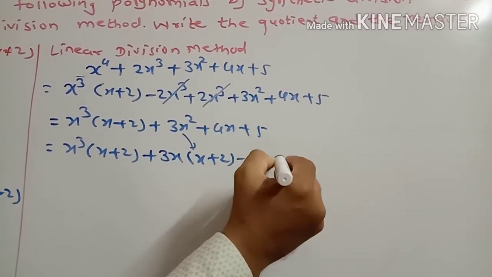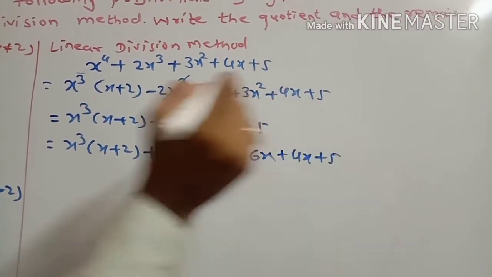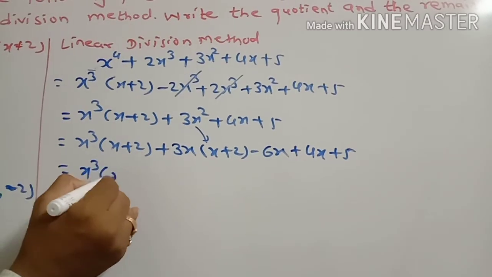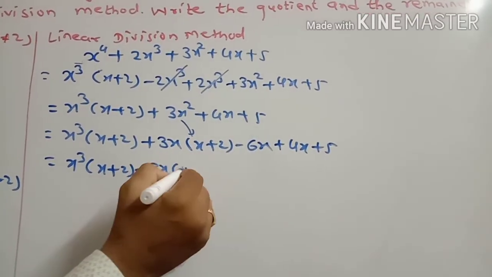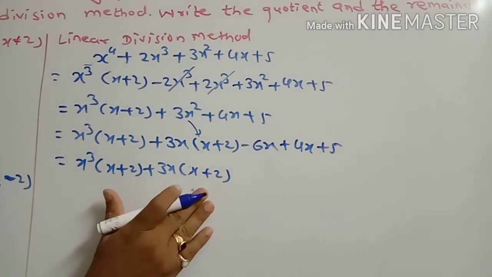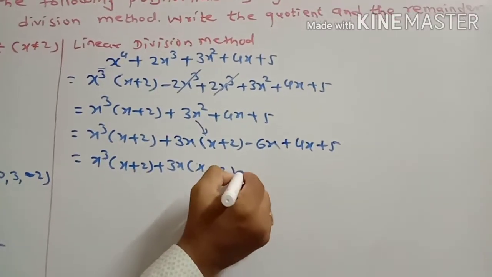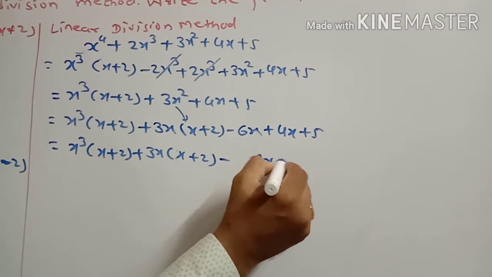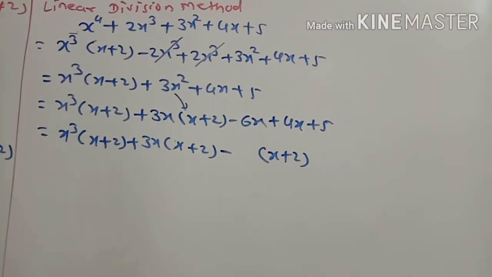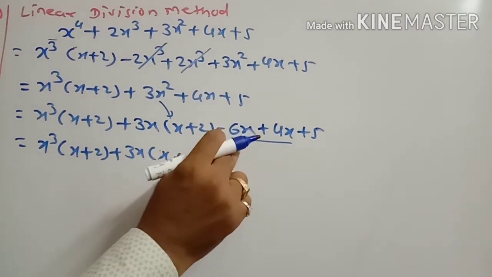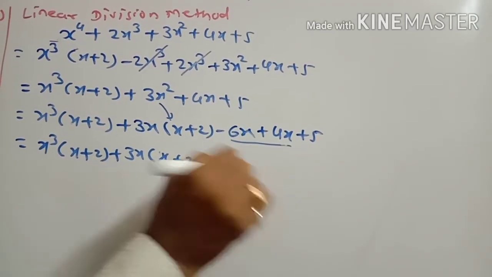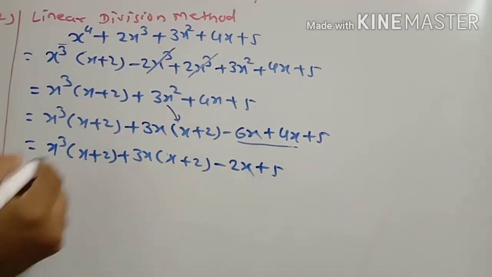Then write the next terms as it is, plus 4x plus 5. Then x cube into bracket x plus 2, plus 3x into bracket x plus 2, as it is. Then again, after some distance, I write the divisor x plus 2. Firstly, solve these two terms: minus 6x plus 2x, that is minus 2x plus 5.